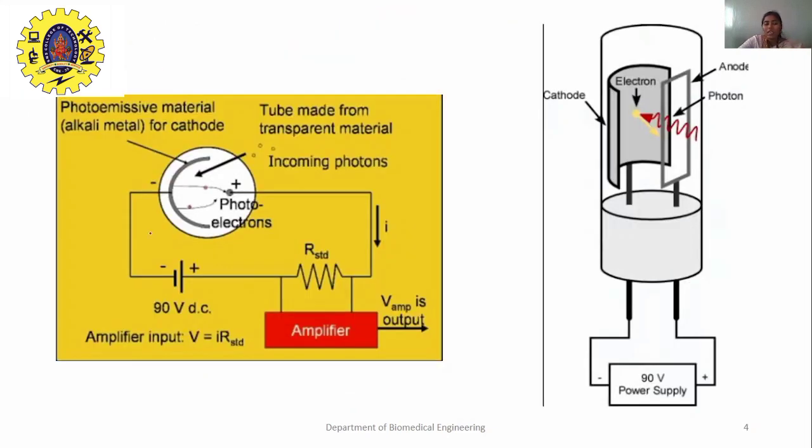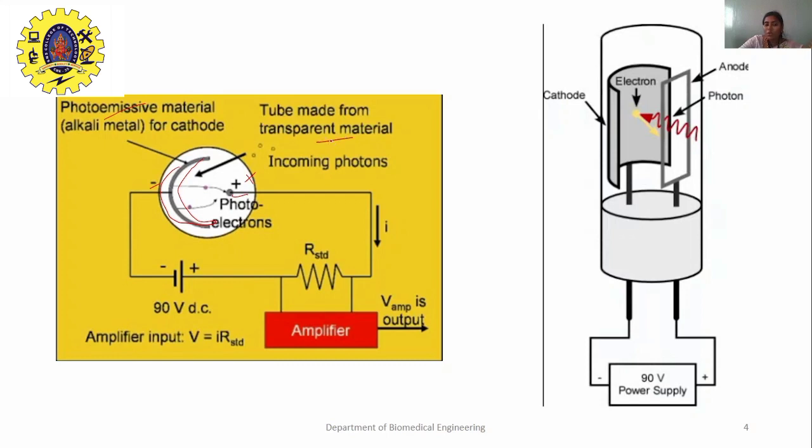This is another pictorial representation of the phototube working process. As I told you, you have a cathode, the arc-shaped metal. This metal is usually made up of photoemissive metal, also called photosensitive metal. Opposite to this you have the anode. That's why it carries a plus symbol, and the cathode carries a minus symbol. This whole thing, anode and cathode, is always covered by one tube, which is made up of transparent material.